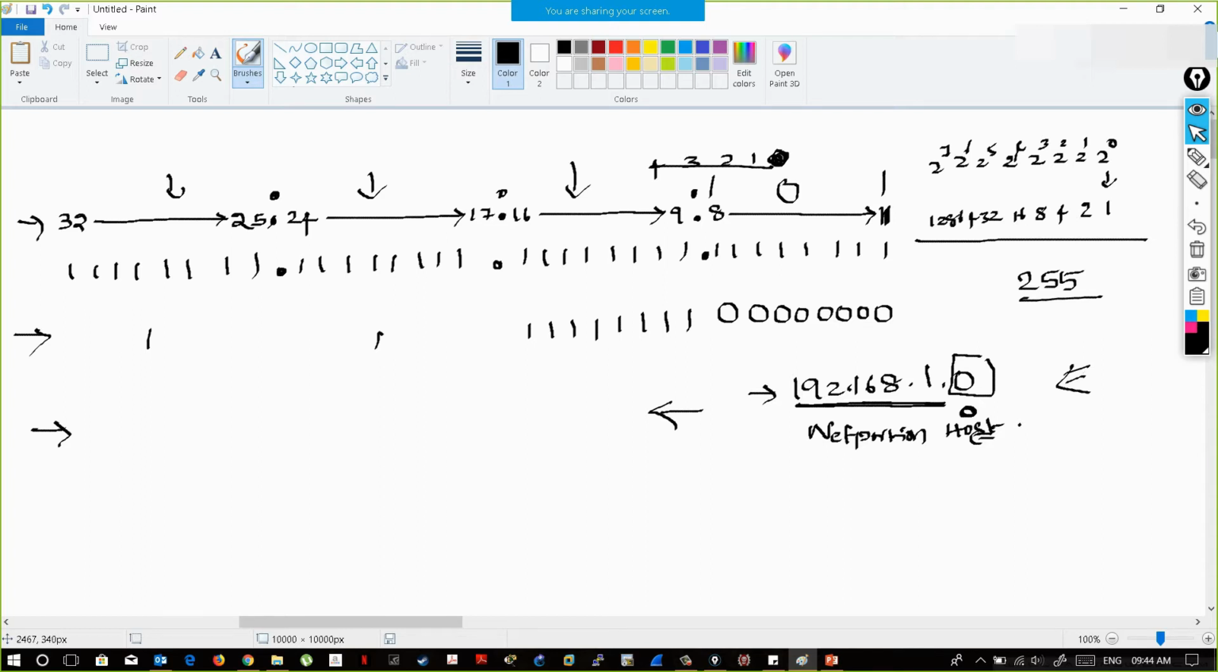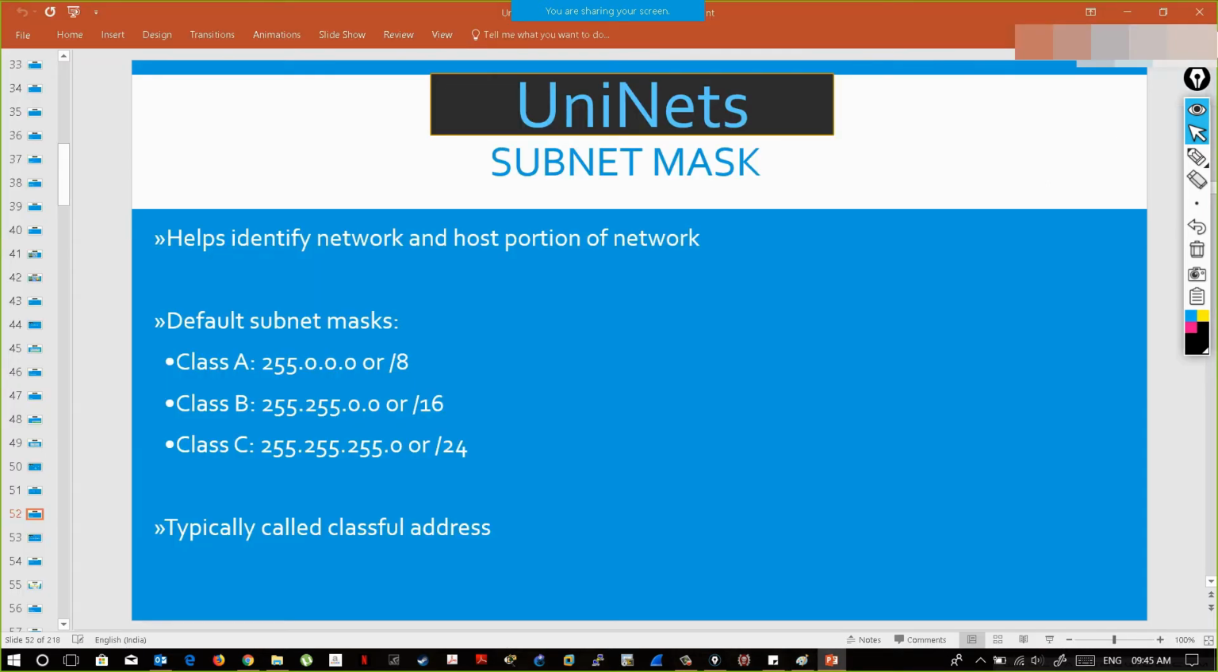Then only all these PCs come under one network. All these devices come under one network. Okay, this is the subnet mask. So you got what the subnet mask is? Subnet mask says in the IP up to what portion is the network portion and what portion is the host portion. This is told by the subnet mask. That's what I'm saying: it helps identify network and host portion of the network.